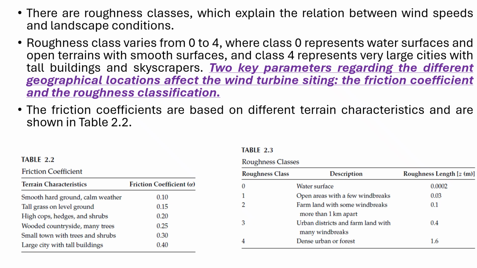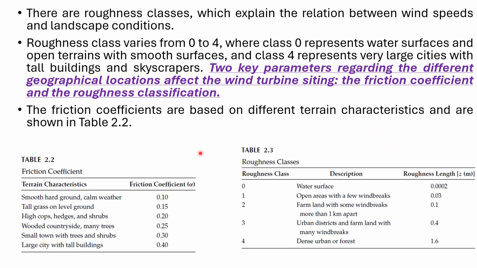Let's see that also. So there are roughness classes we can see here in table 2.3, which explains the relationship between the wind speeds and the landscape. Okay. So the roughness class varies from 0 to 4, where class 0 represents the water surface and open terrains, and class 4 represents very large cities with tall buildings and skyscrapers, which means the possibility of getting the wind is less. Okay. So two key parameters regarding the different geographical locations affecting the wind turbine siting are the friction coefficient and the roughness classification.